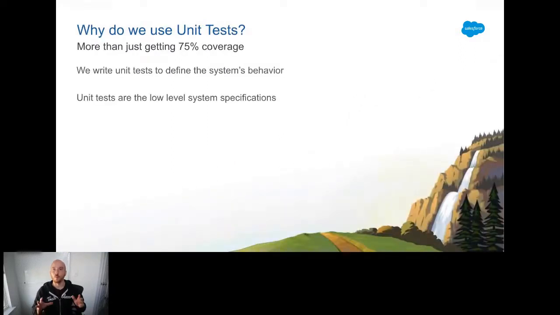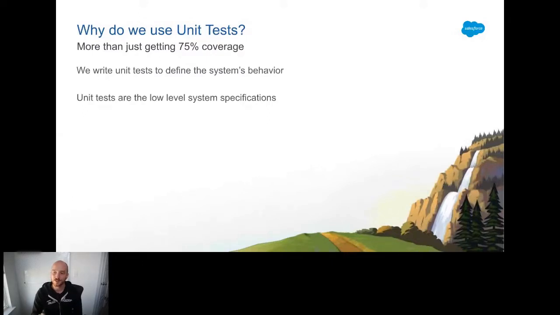So why do we run these tests? The tests are about more than getting code coverage. Unit tests define the system's behavior. They are the low-level system specifications. Somebody should be able to get a really solid understanding of what your code is trying to do just by looking at the unit tests. Your unit tests should be written in a way that they can give those clues.